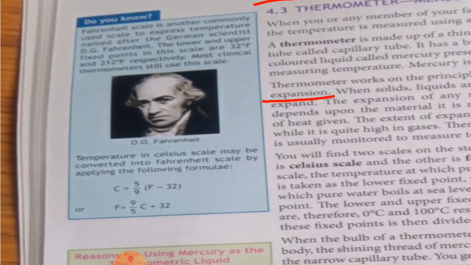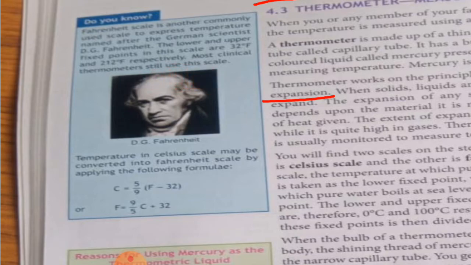Now, do you know? Fahrenheit scale is another commonly used scale to express temperature, named after the German scientist D.G. Fahrenheit. The lower and upper fixed points in this scale are 32 degree Fahrenheit and 212 degree Fahrenheit respectively. Most clinical thermometers still use this scale.